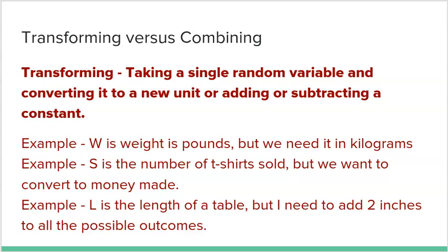That's a transformation. Or if S is the number of t-shirts we sold, but we want to convert that to how much money we made off of selling our t-shirts, that's just taking the number of t-shirts we sell and converting it to dollars. Or if L is the length of a table, the length of a table could vary. Some tables are longer than others. But I want to add 2 inches to all possible outcomes. All I'm doing is adding 2 to that random variable.